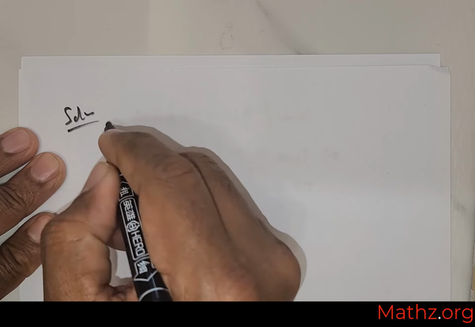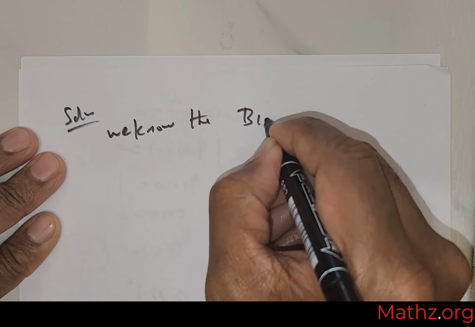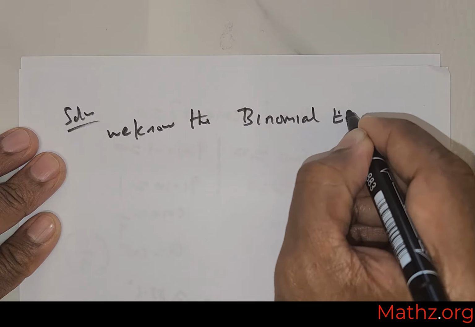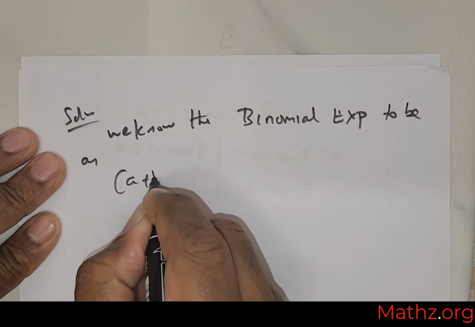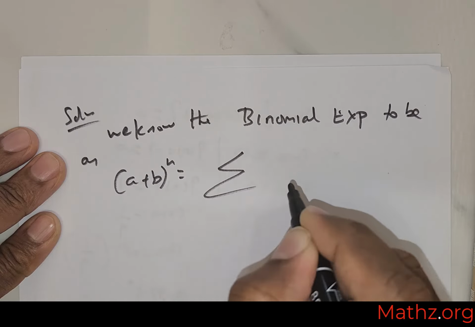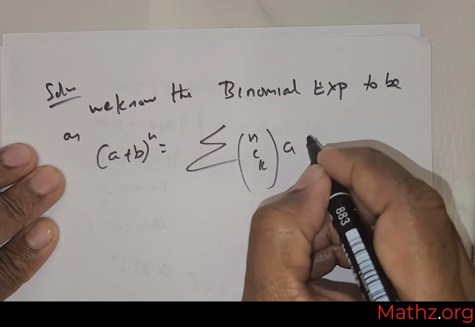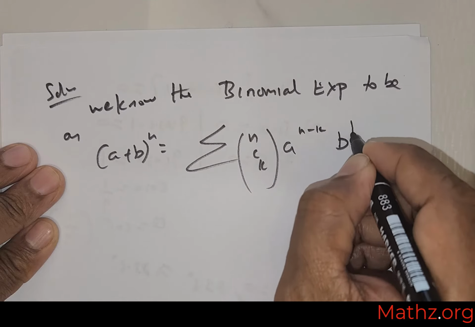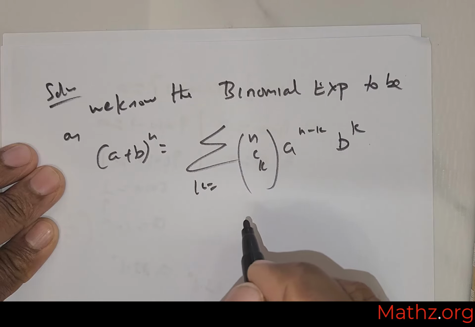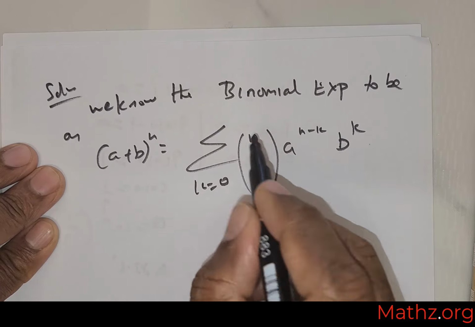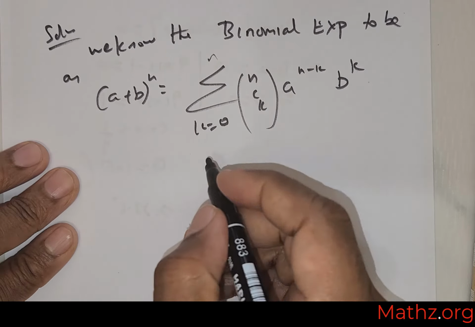So solution, we know the binomial expansion to be (a + b)^n is equal to sigma nCk a^(n-k) b^k, and k is stretching from 0 to n terms.